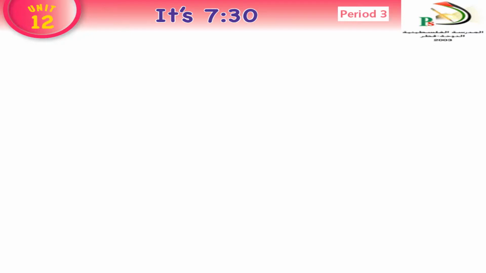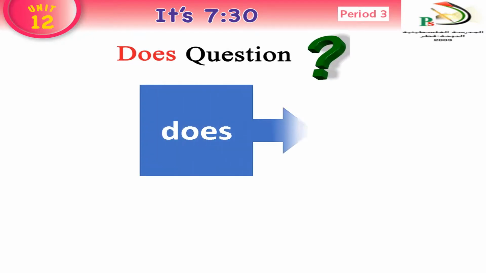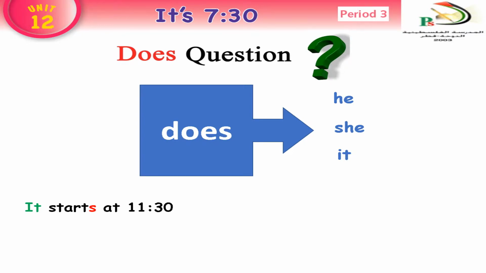Now, my lovely student, let's revise when we use does. We use does with he, she, it. Excellent. Now, I want you to look at this sentence. What is the pronoun here? Excellent, it. What is the verb? Starts. Great job. The verb here ends with s, so we use it with do or does. Yes, great job. We use it with does.